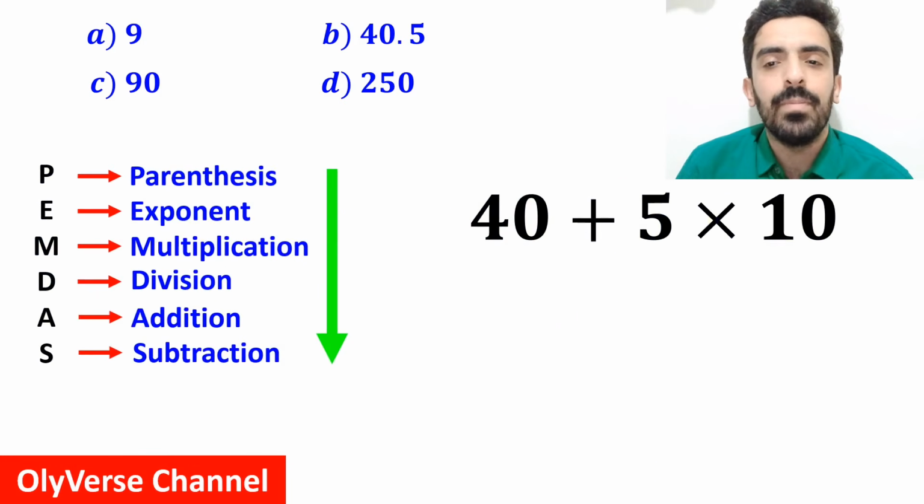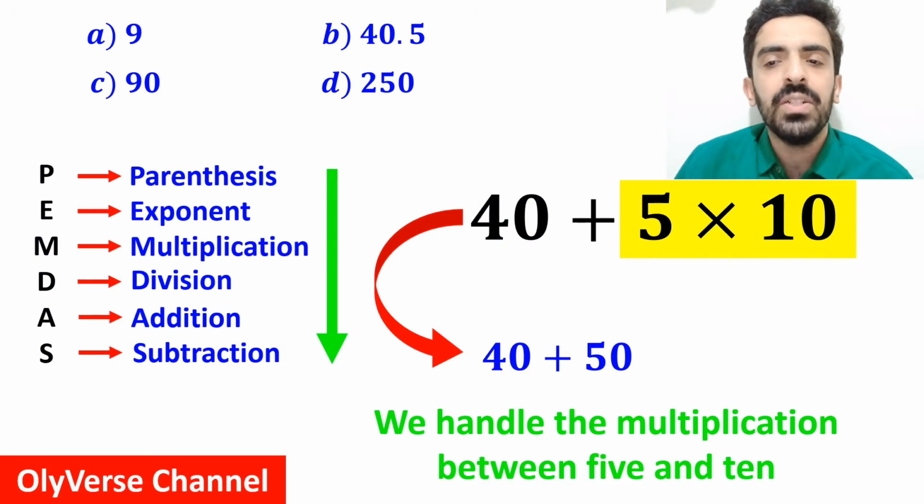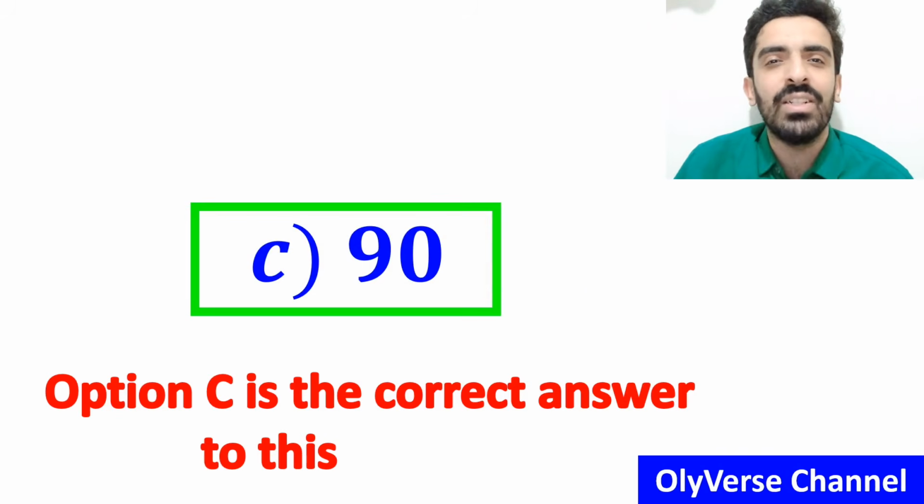In the final step, we handle the multiplication between 5 and 10. And this expression simplifies to 40 + 50, which finally gives us the answer 90. That's great. Option C is the correct answer to this question.